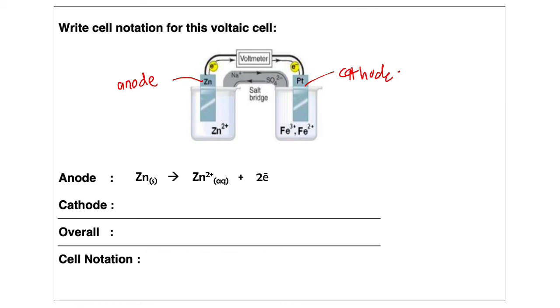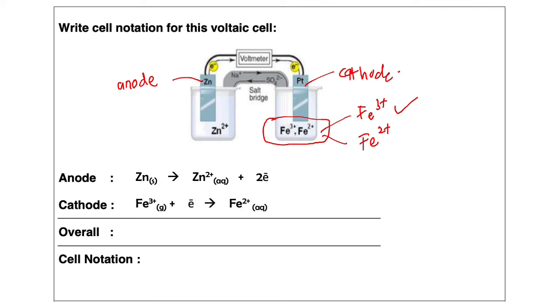For cathode, you have to be very careful. We only have platinum here, so we know platinum will not be involved in the reaction. But let's take a look at the electrolyte. We have here Fe3 plus and Fe2 plus. So we have 2 ions here, and you have to decide which of these 2 ions will undergo reduction. So the answer is Fe3 plus. But why? I will explain later in the next video. So ferrum 3 plus will undergo this reaction.